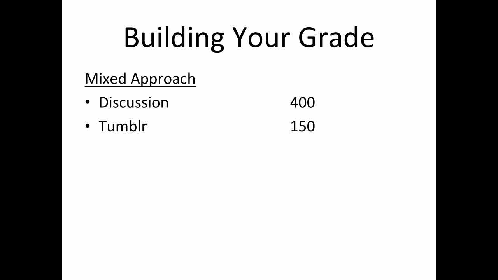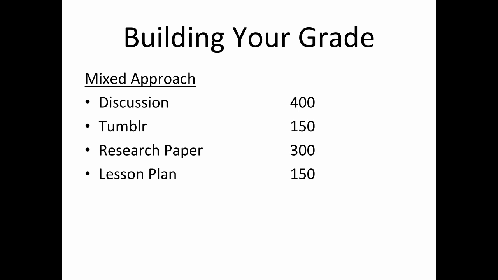Let's say you create a Tumblr for 150, a research paper for 300, a lesson plan for 150, giving you again a total of 1,000 points, or an A. But keep in mind, these are all plans. It's unlikely that you're going to get exactly the perfect score for each of the assignments that you do. So let's look at a possible actual scenario.